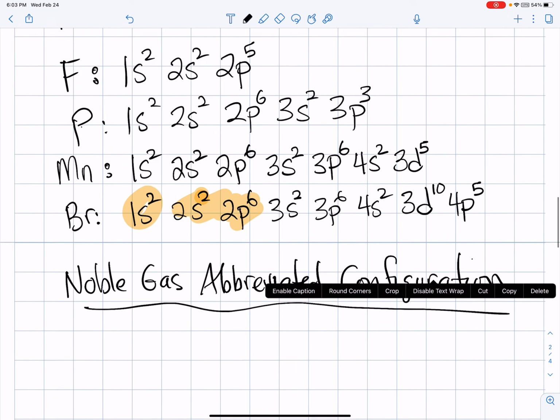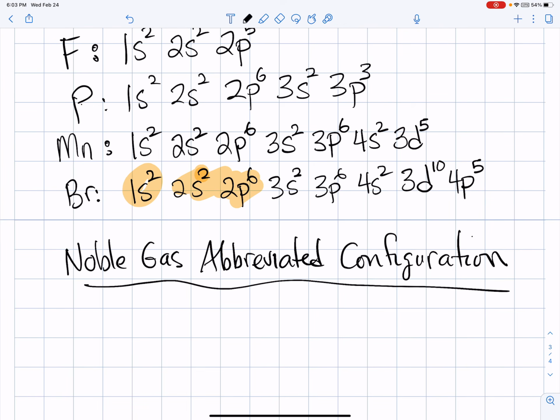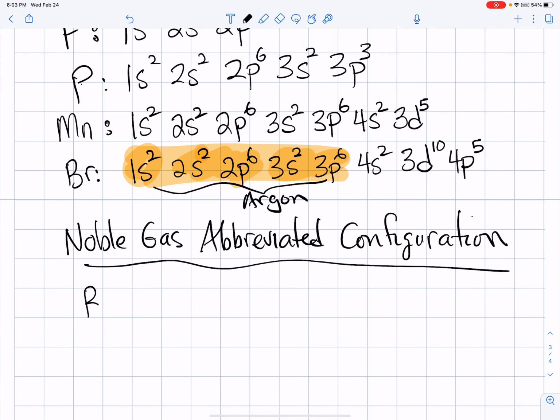So when I look at this full configuration for bromine, everything up to 3p6, all of this is really just argon, right? That's the last noble gas before bromine. So rather than write all that out, here's what we would do. We would say that bromine's noble gas abbreviated configuration is equal to argon's configuration. So we put the symbol for argon in square brackets.